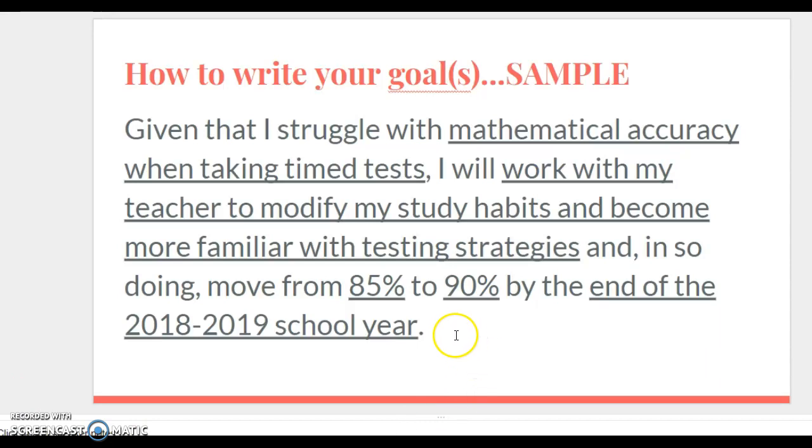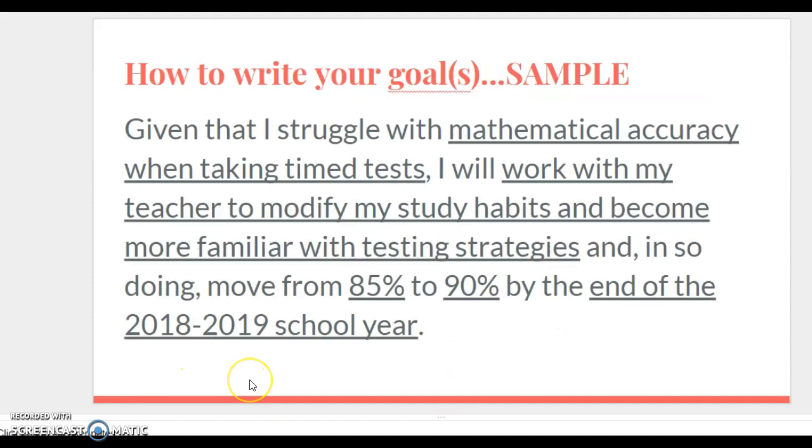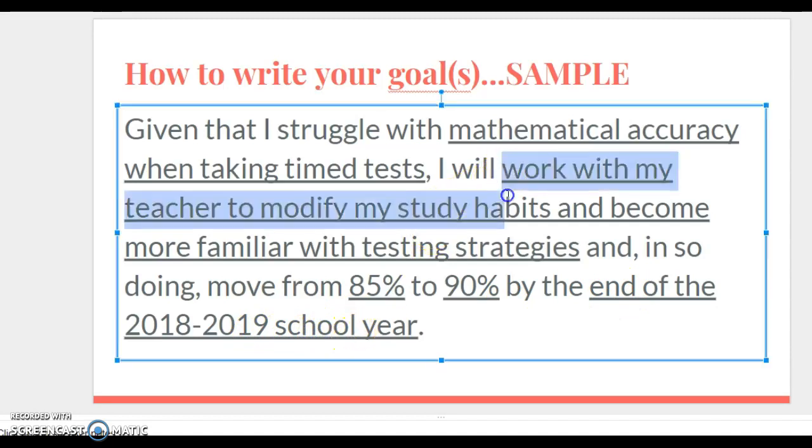So here is how I would write that goal, that example that I just gave you, but in paragraph form. And it's much like that effective goal, you'll remember. It says, given that I struggle with mathematical accuracy when taking timed tests, I will work with my teacher to modify my study habits and become more familiar with testing strategies, and in so doing move from an 85 to a 90% by the end of the 2018-19 school year. This area right here, work with the teacher to modify my study habits and become more familiar with testing strategies, that's my action plan. That's what I'm going to do to achieve my goal.